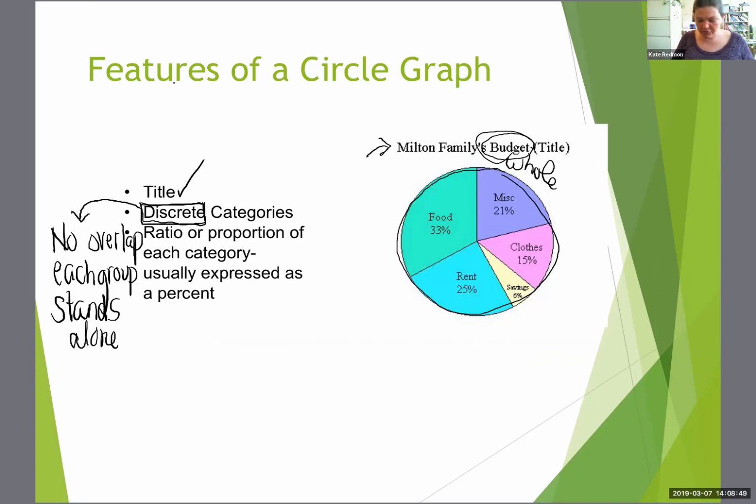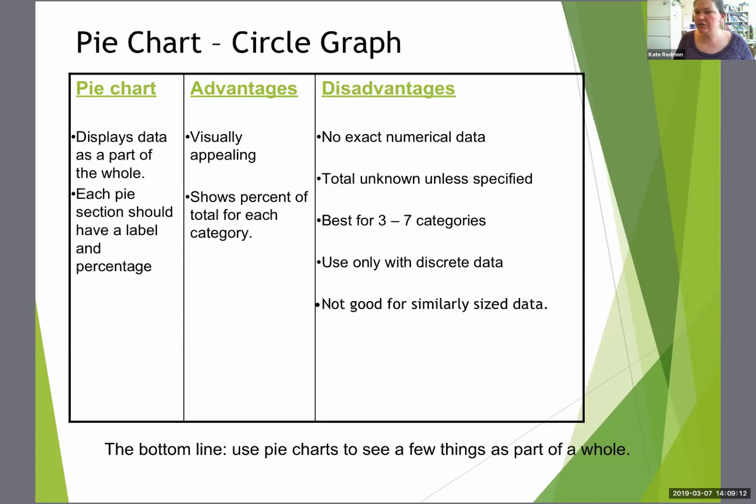Okay, now the ratio or proportions of each category are usually most often expressed as a percent, which is why we're doing this right now, because we've been digging into percents lately. I included this because it's super useful to know, but we already talked about it a little bit. The pie chart displays data as a part of the whole, and make sure your sections are labeled.